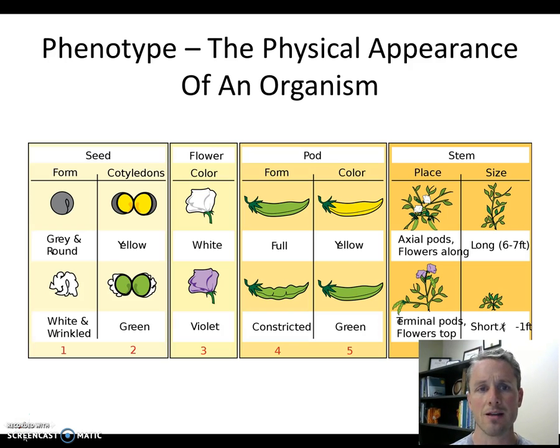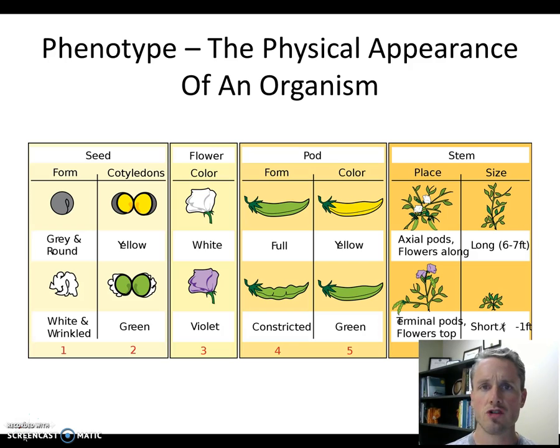All right, so for these terms, let's start by defining phenotype. Phenotype is a word we use to define the physical appearance of an organism. I think it's actually helpful to use the similarity in the sound of those two words to help remember. So again, phenotype is the physical appearance.